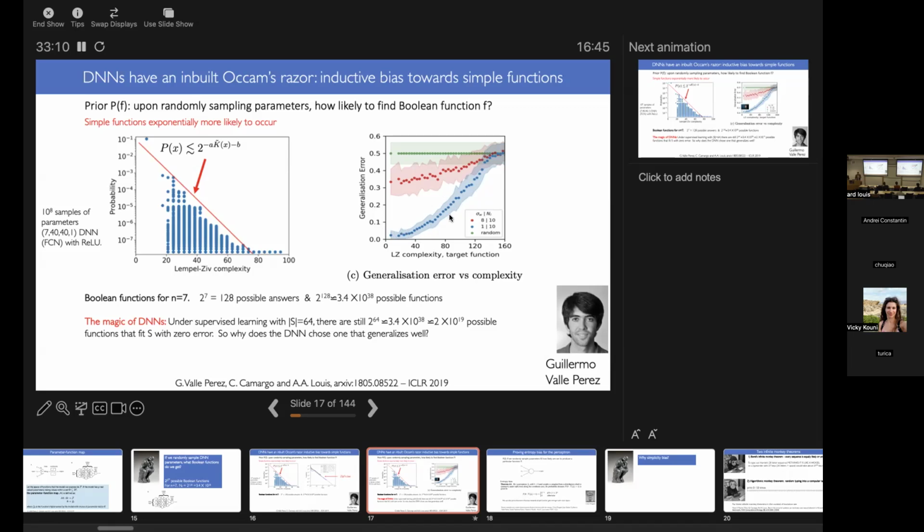I also point out that this is an SGD-trained neural network. This is another example of where randomly sampling, with no SGD at all, tells me something about what SGD is going to do.